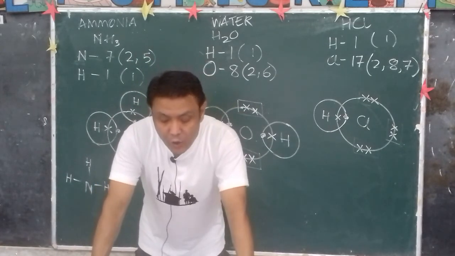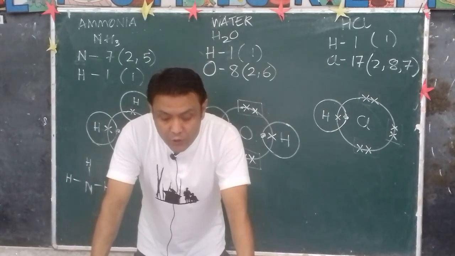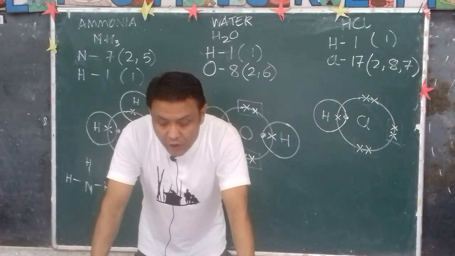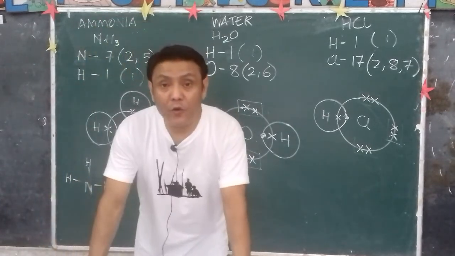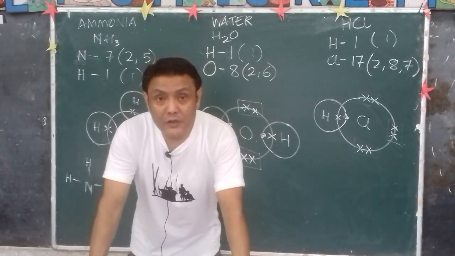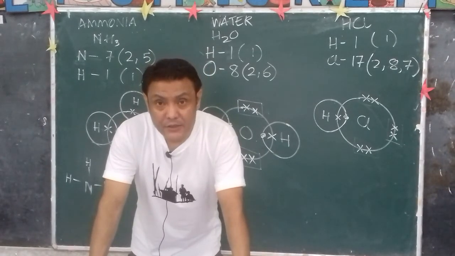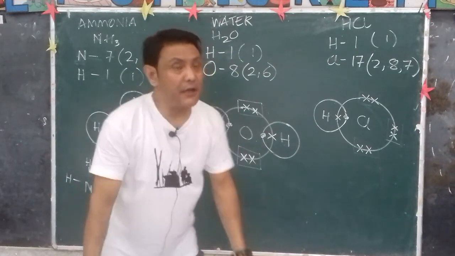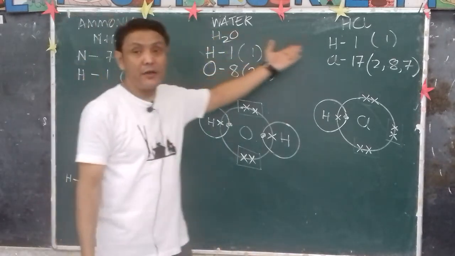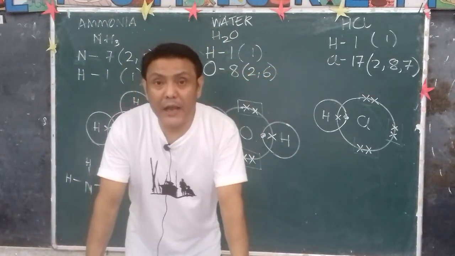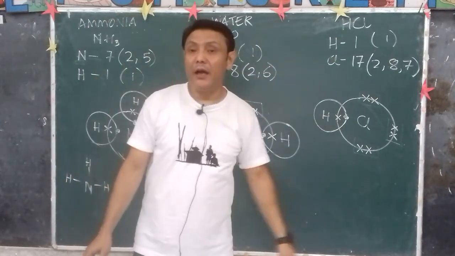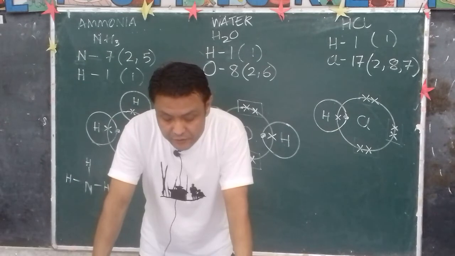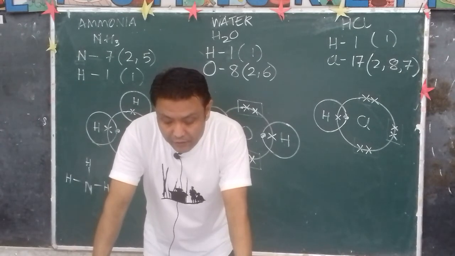Now, what is a lone pair? Lone pair of electrons are pairs of electrons not shared with any other atom. Okay, lone pairs are electrons which are not shared with any other atom. So it is found in your syllabus. We have ammonia, water, and HCl. Ammonia will have one, water will have two, and hydrogen chloride will have three lone pairs of electrons.